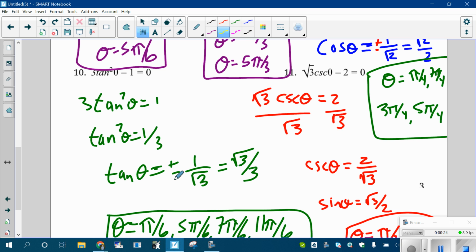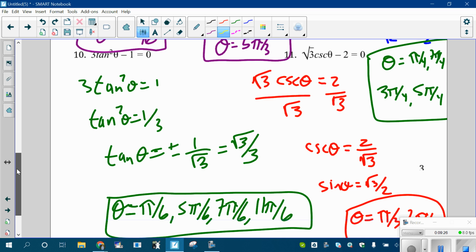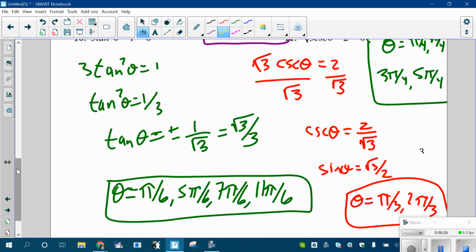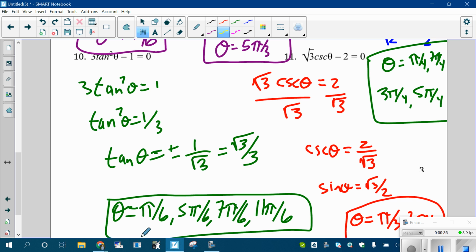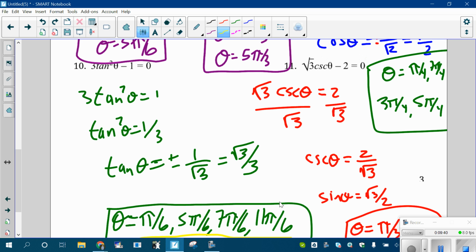Because of the plus or minus, I ended up getting 4 solutions. There's 4 times where tangent equals plus or minus root 3 over 3, because there's 2 times where it equals root 3 over 3, and 2 times where it equals negative root 3 over 3. Paying attention to the number of solutions and making sure you don't miss any is going to be important this unit. For number 11 here, I have a feeling that you guys added the 2 over, and that you guys squared both sides.